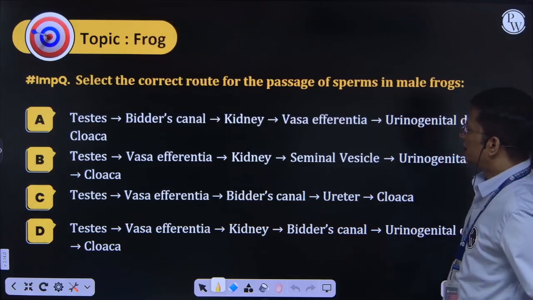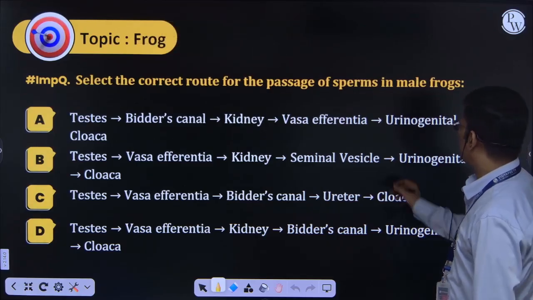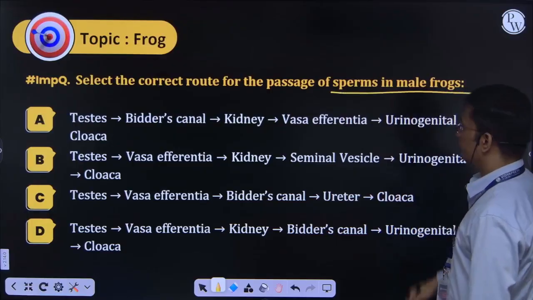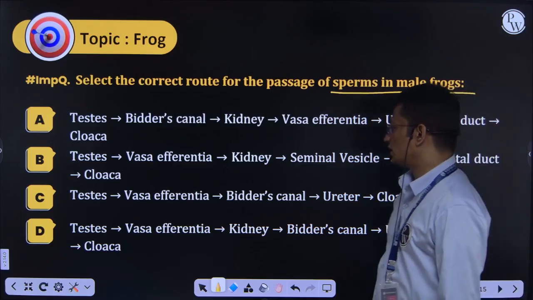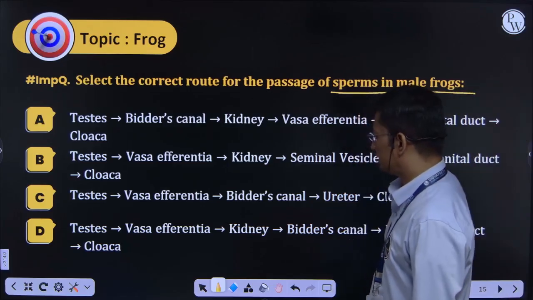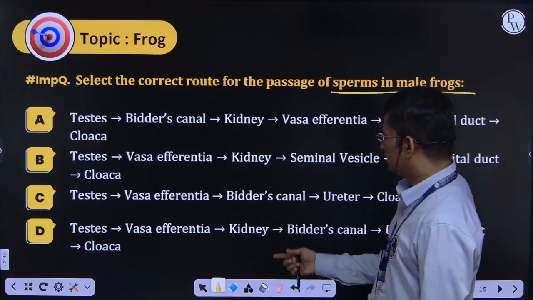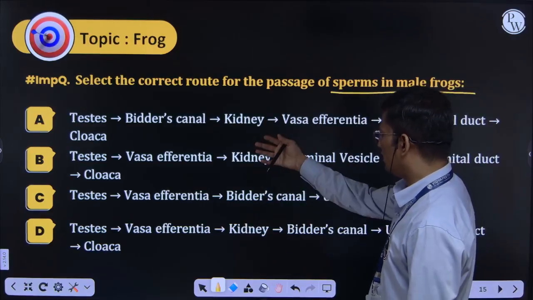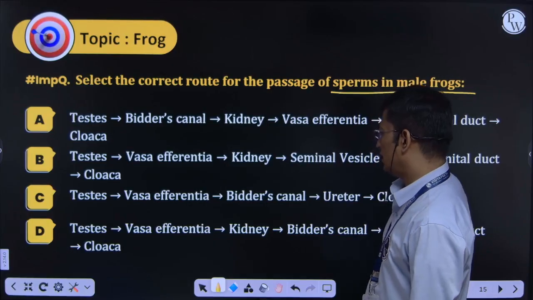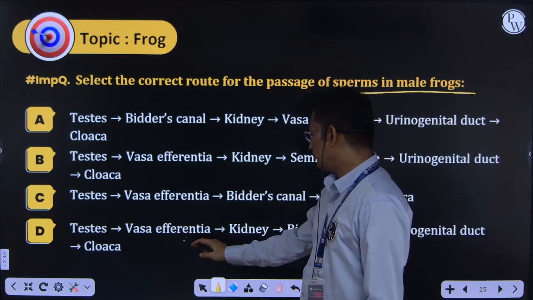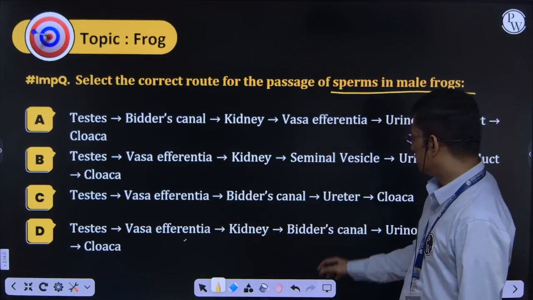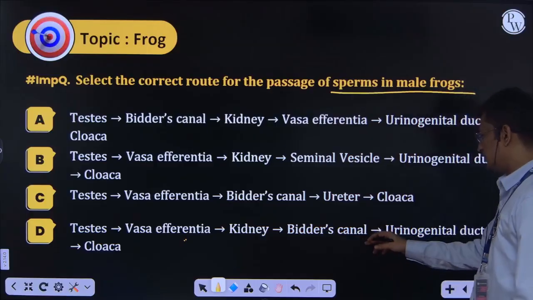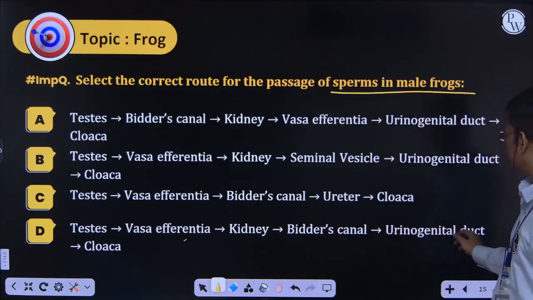Next one, select the correct route for the passage of sperm in male frog. So sperm is produced in which part? In the sex organ, that we call testis. Testis is not directly connected to the Bidder's canal. It is connected to the vasa efferentia. Then it enters into the kidney. In kidney, Bidder's canal is there. Bidder's canal is connected to the urinogenital duct.